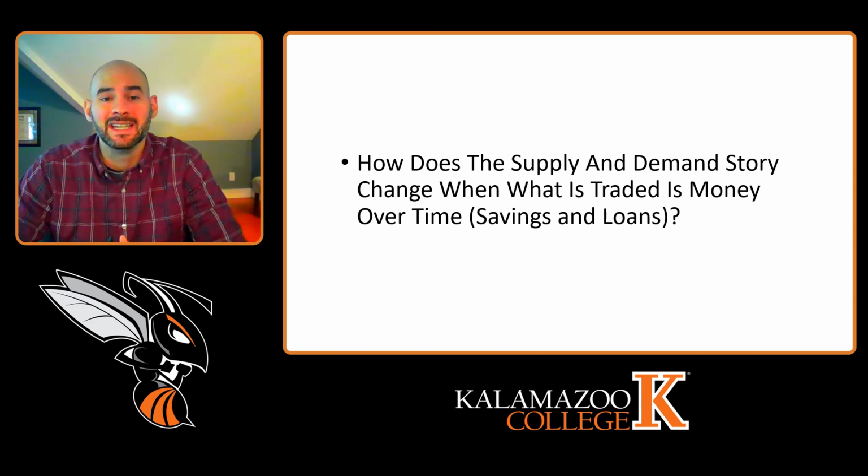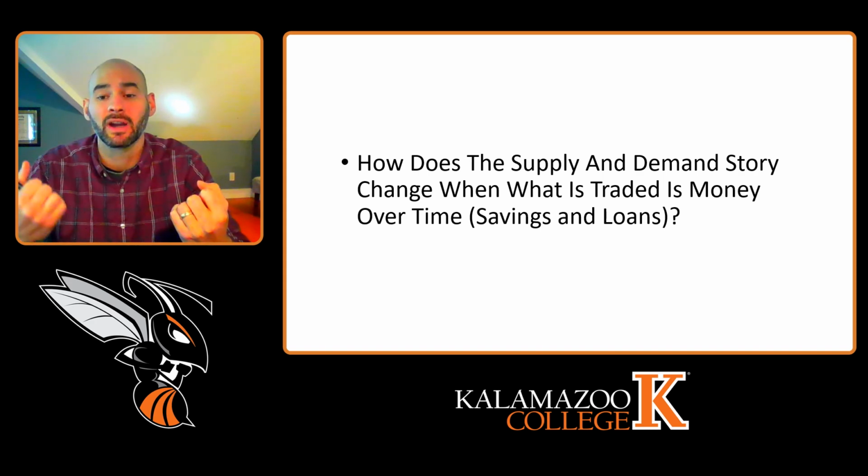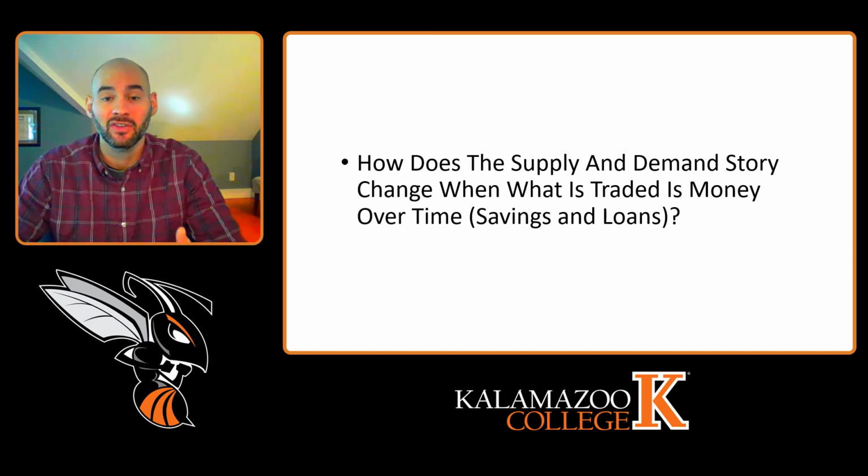Okay, so now that we have considered two different types of markets, the market for private goods and products and the market for labor, we're going to consider our third type of market, our third situation, which is going to have both suppliers and demanders. And this market is for when what is actually traded is money, and it's money over time. So we're going to think of the suppliers of money being those who are saving, and the demanders of money being those who are taking out loans.